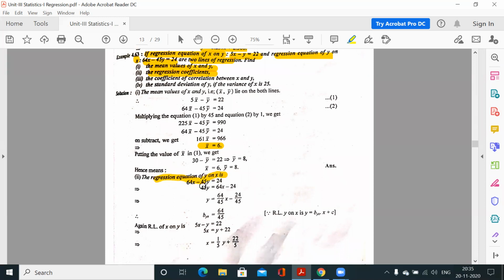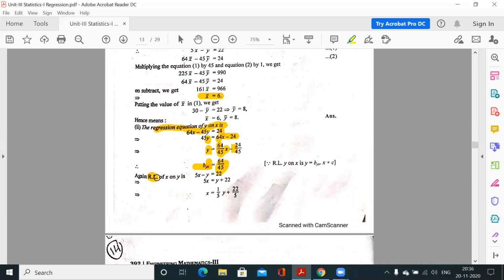So 64x minus 45y is equal to 24. This is y on x. So solve this for y. So 45y is equal to 64x minus 24. So what is the value of y? It is 64 by 45 into x minus 24 by 45. So the coefficient of x is our regression coefficient. So this is byx, because this is the y on x line. So we will get byx, and this is 64 by 45.